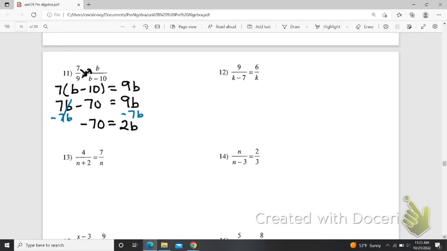Then we're going to divide both sides by 2 to find out that negative 35 is equal to b. Or you could write b is equal to negative 35.